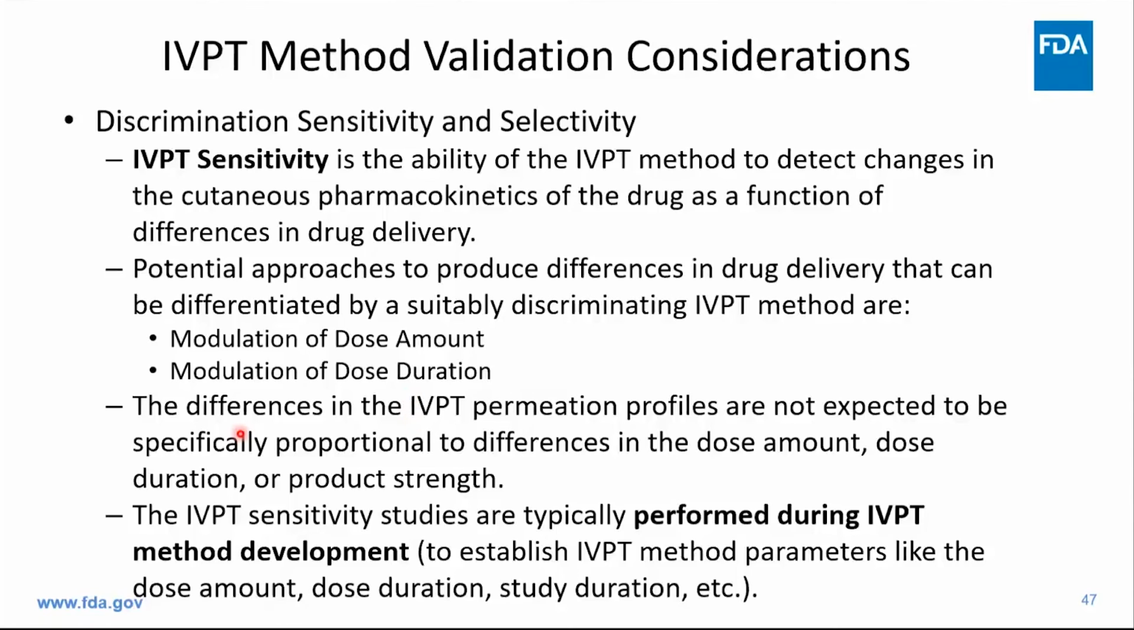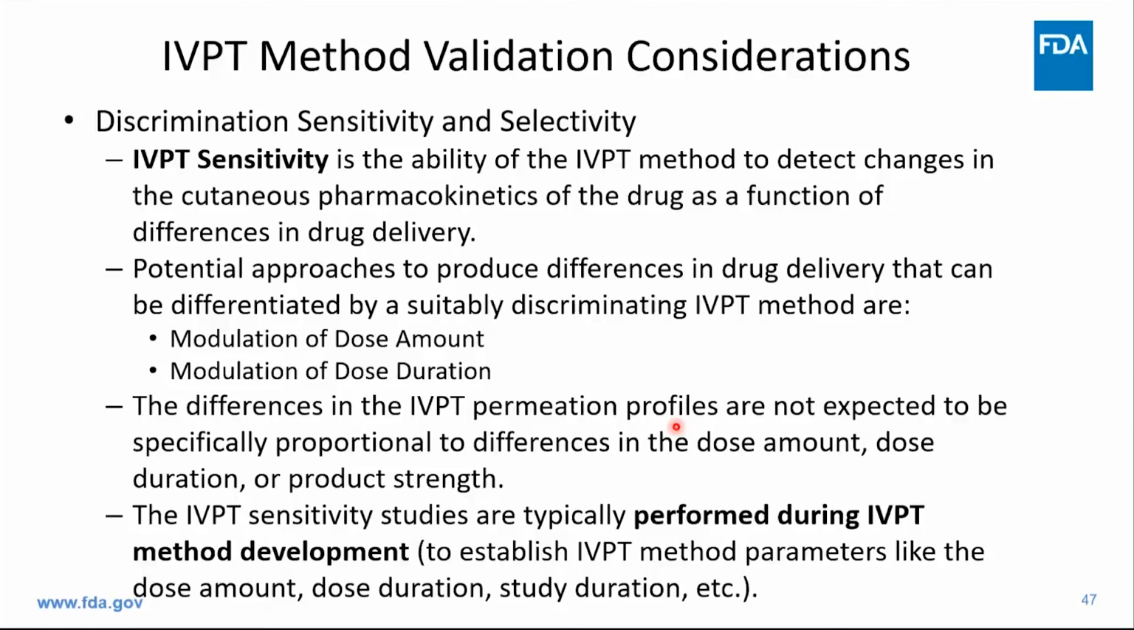Now, these differences in IVPT permeation profiles are not expected to be specifically proportional to the differences in the dose amount or the dose duration or the product strength. So for example, if you increased a product strength from 5% drug in formulation to 10% drug in formulation, you've doubled it. It's not reasonable to expect that you're going to double the bioavailability. That's not how topical products tend to work on the skin. Likewise, if you double the amount that you've applied on the skin, you won't necessarily see double the bioavailability.